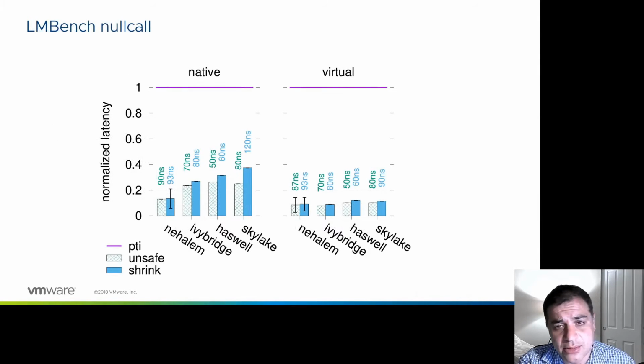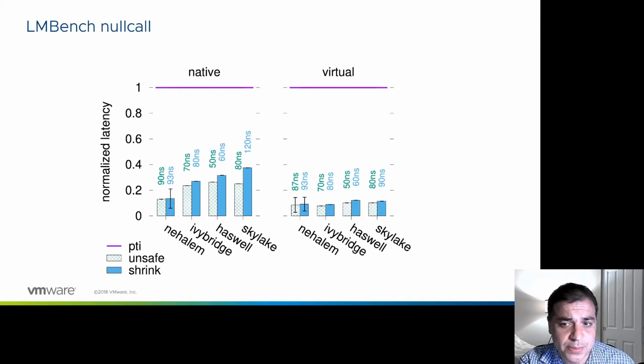Let's start with the simplest microbenchmark. This figure shows the normalized latency of a very short system call, getpid, relative to a kernel with PTI enabled. The purple line, which is the baseline, therefore shows the latency with PTI. The green-white bar shows the performance without page table isolation, and the blue bar shows the performance of our solution. The left chart shows native latency, and the right one shows latency of workloads that run in a virtual machine.